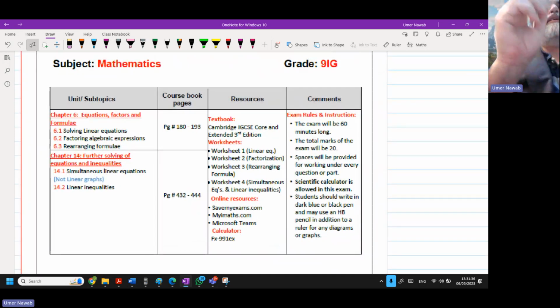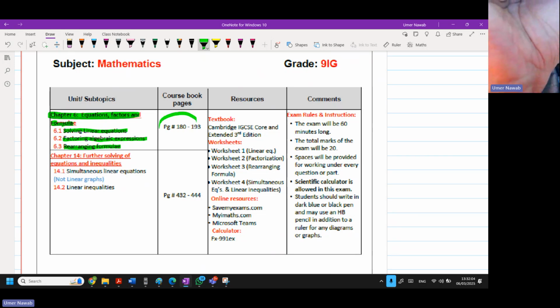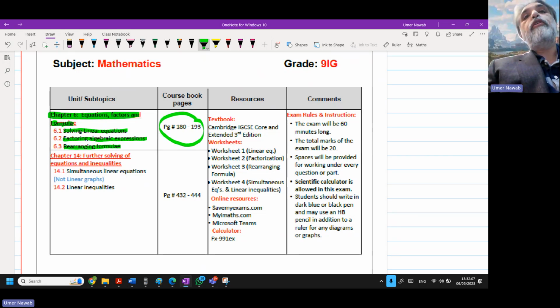As you can see in the study list, we have chapter number 6, equations, factors, and formulae. Three concepts I have chosen for you to practice for the final exam: solving linear equations, factoring algebraic expressions, and rearranging formulae. So these three topics are included. If you want to practice further from the book, then you can open page number 180 till 193 from your textbook, and practice it.